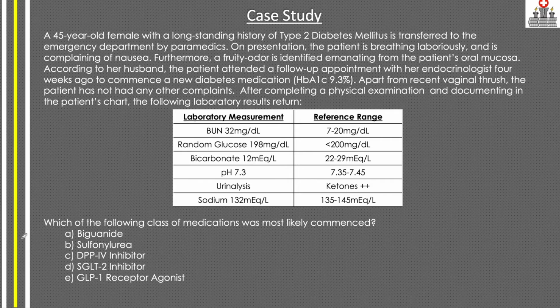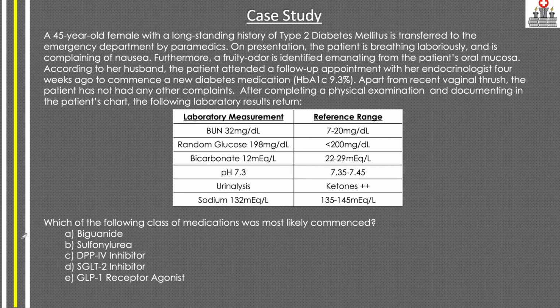According to her husband, the patient attended a follow-up appointment with their endocrinologist 4 weeks ago to commence a new diabetes medication. At the time, her glycated hemoglobin was 9.3%. Apart from recent vaginal thrush, the patient has not had any other complaints. After completing a physical examination and documenting in the patient's chart, the following laboratory results return.